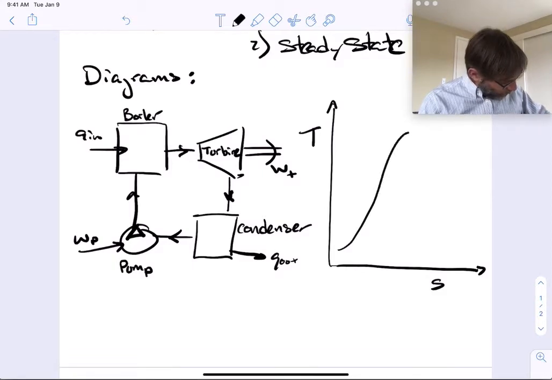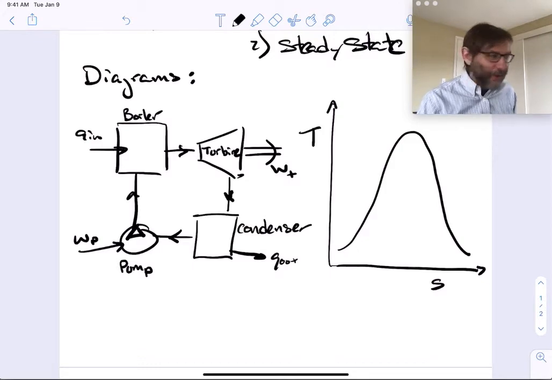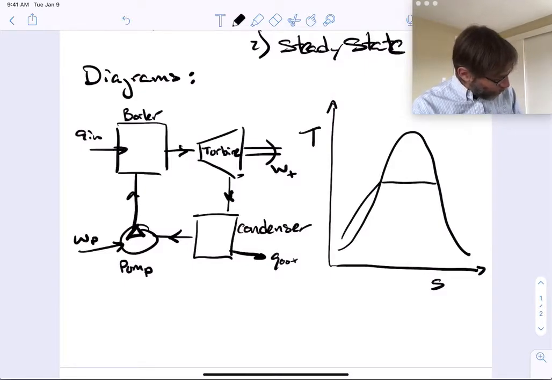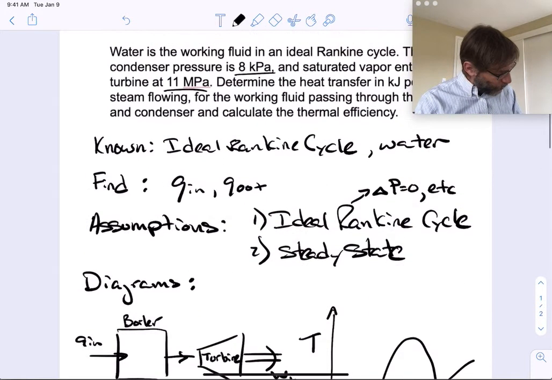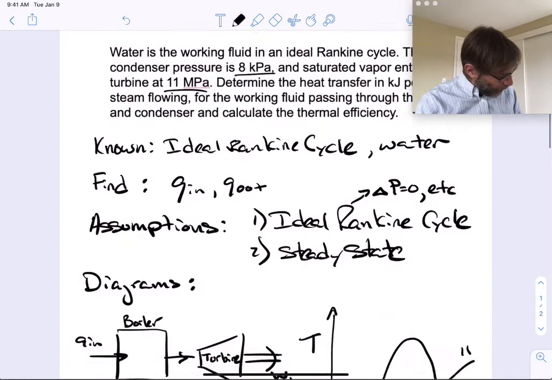Notice I said nice. We want it to be nice. We want a nice TS diagram. Make a nice vapor dome. We want to have our two pressures. So there's one pressure at 11 megapascals and the other is at 8 kilopascals.